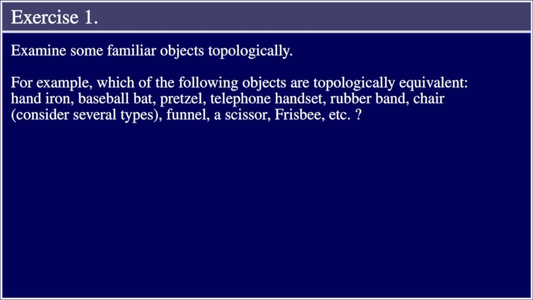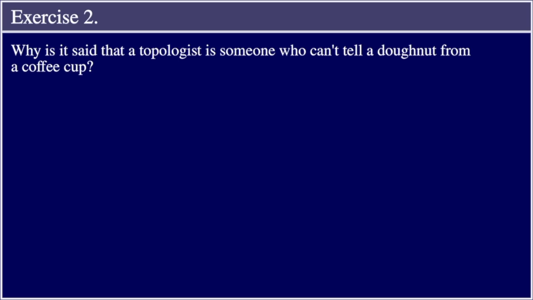Exercises. 1. Examine some familiar objects topologically. For example, which of the following objects are topologically equivalent? Hand iron, baseball bat, pretzel, telephone handset, rubber band, chair (consider several types), funnel, scissors, frisbee, etc. 2. Why is it said that a topologist is someone who can't tell a donut from a coffee cup?